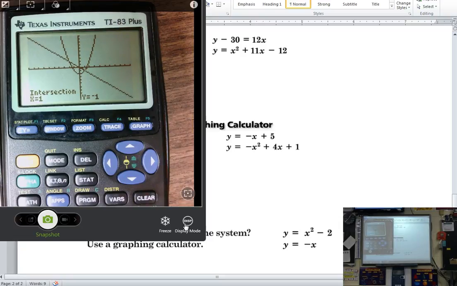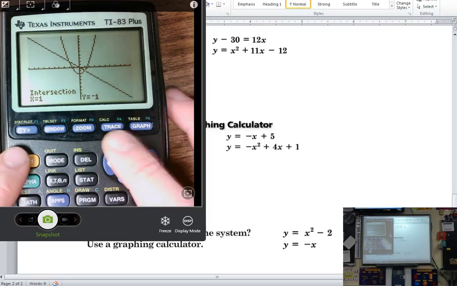Any questions on that process? Oh, wait. Never mind. Wait. The second one, how did you get the one? I got this one. How did you get the one?